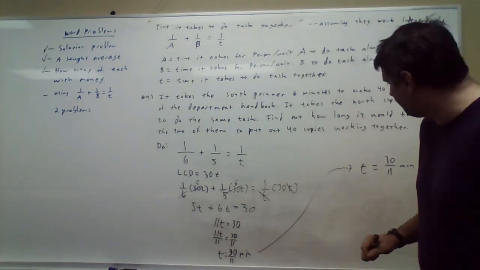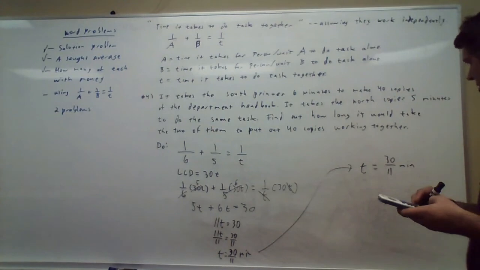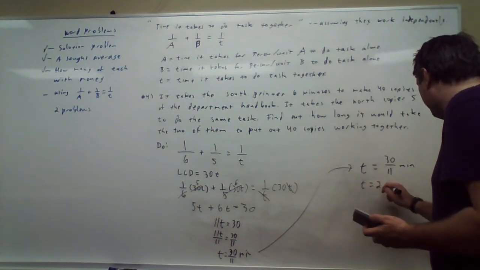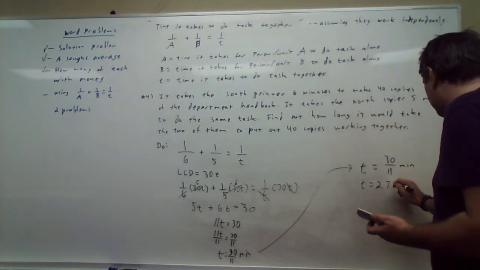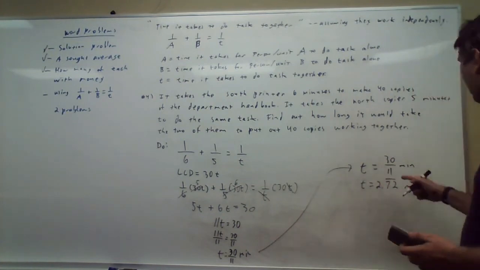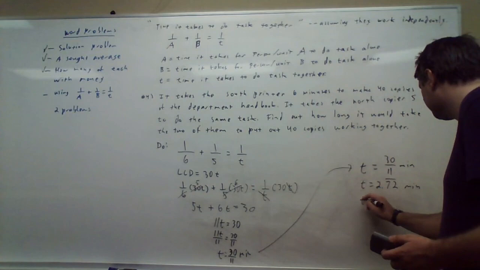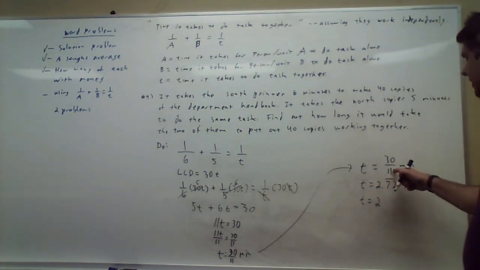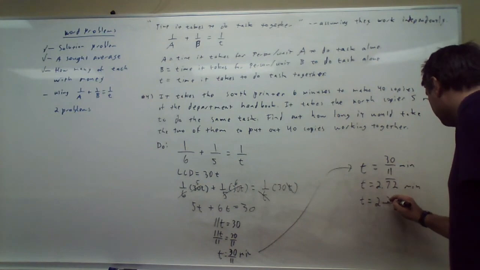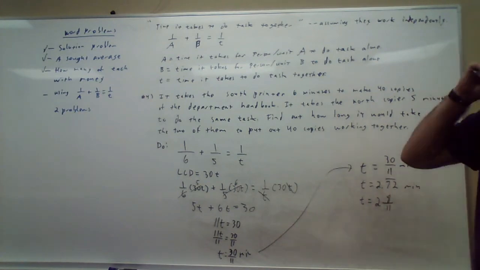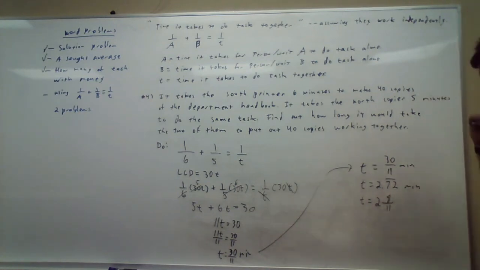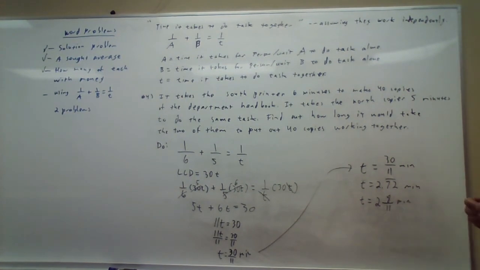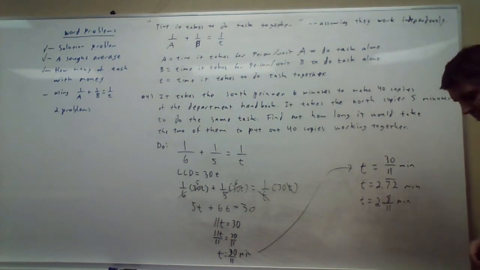That would be something like, if I use a decimal approximation, 30 divided by 11, T equals 2.72, the 72 repeats, minutes. Or 11 goes into 30 2 times, and 2 times 11 is 22, so that would leave a remainder of 8. So something like that, okay? All right. Next, I'm going to pause this and do the next problem.